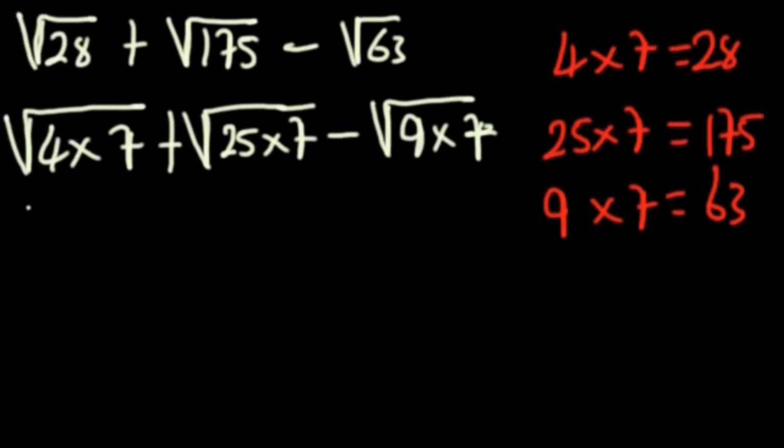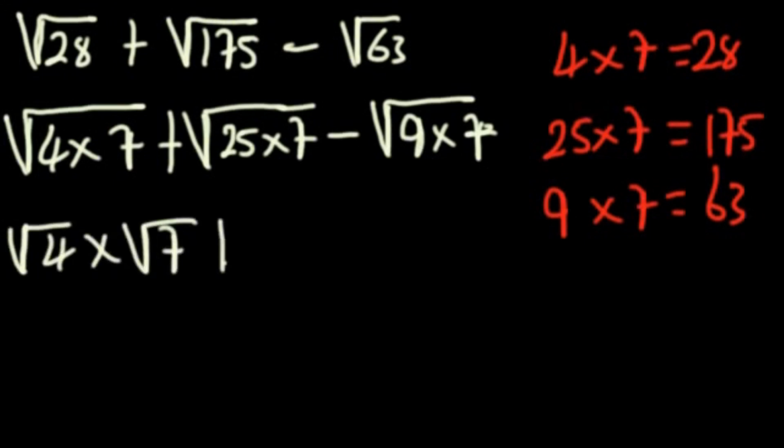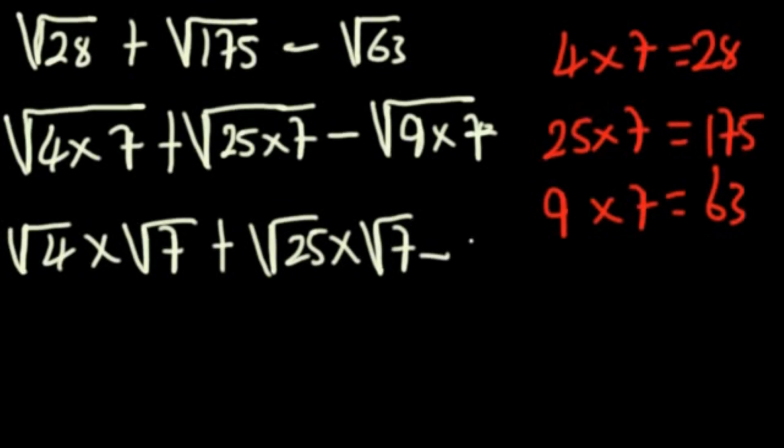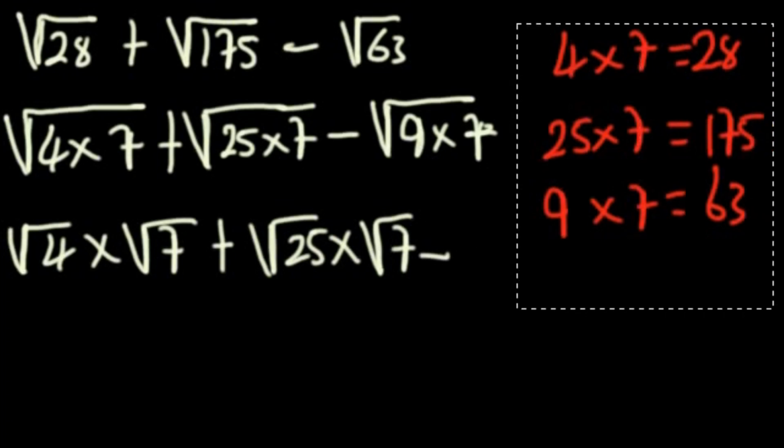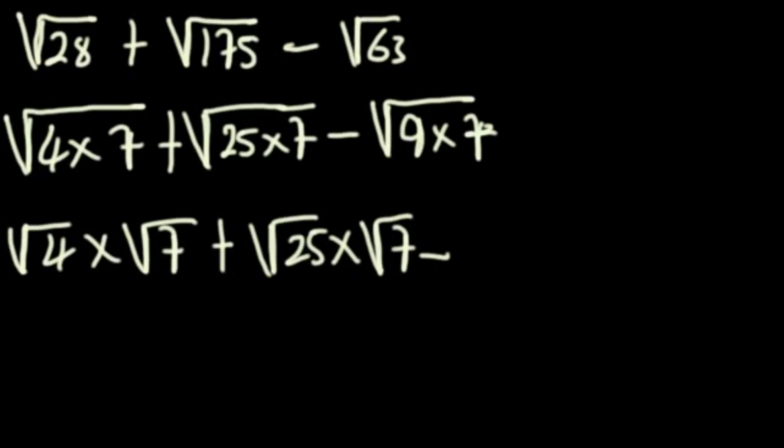So we can have square root of 4 times square root of 7 plus square root of 25 times square root of 7, minus square root of 9 times square root of 7. I just need to create some little space. Hopefully you guys have written this.